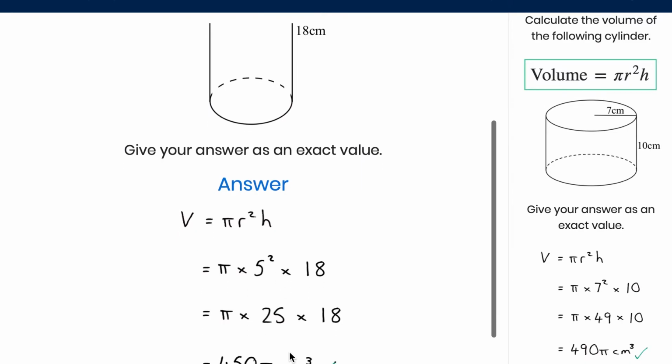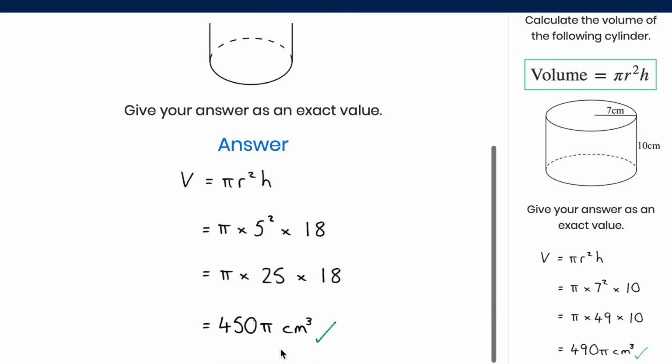And so the final answer is 450 pi centimeters cubed because when you enter 25 times 18 into a calculator, you get 450. And so 450 times pi is just 450 pi. And then again, the answer has centimeters cubed as the units.